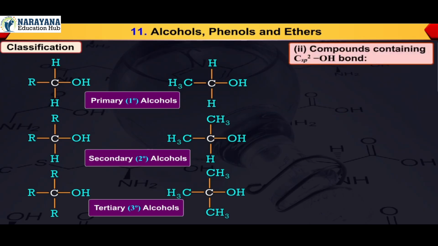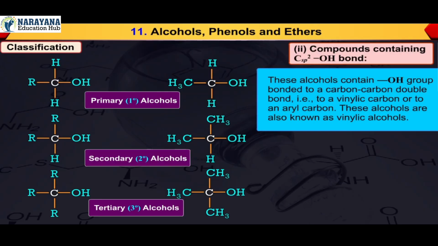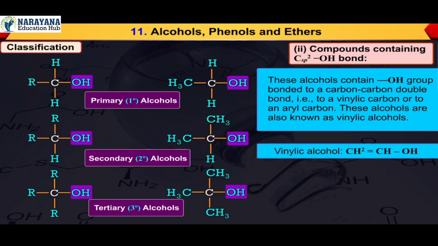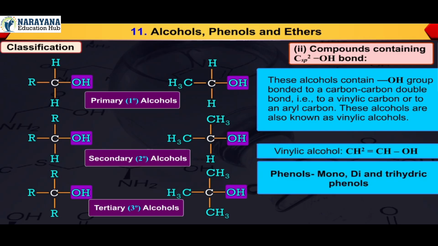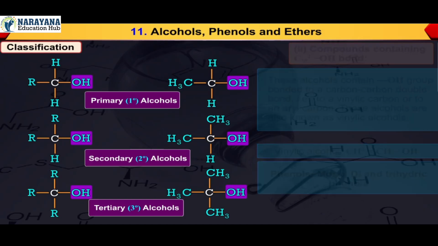Number 2. Compounds containing Csp2-OH bond. These alcohols contain -OH group bonded to a carbon-carbon double bond, that is, to a vinylic carbon or to an aryl carbon. These alcohols are also known as vinylic alcohols. Vinylic alcohols: CH2=CH-OH. Phenols: mono, di, and trihydric phenols.